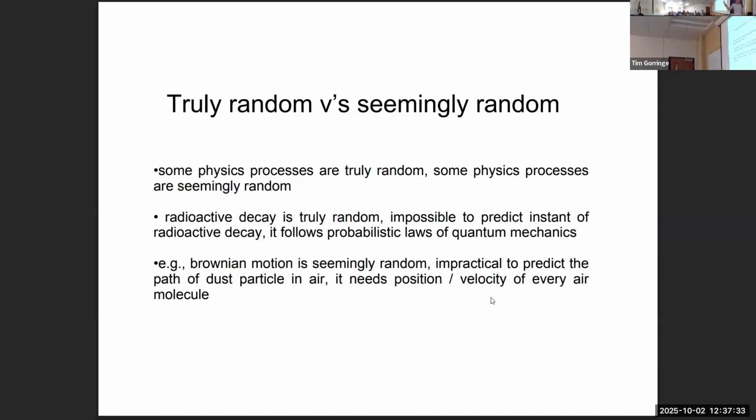I think the argument about probabilistic versus deterministic doesn't matter about Heisenberg and the uncertainty principle and positions and velocities.